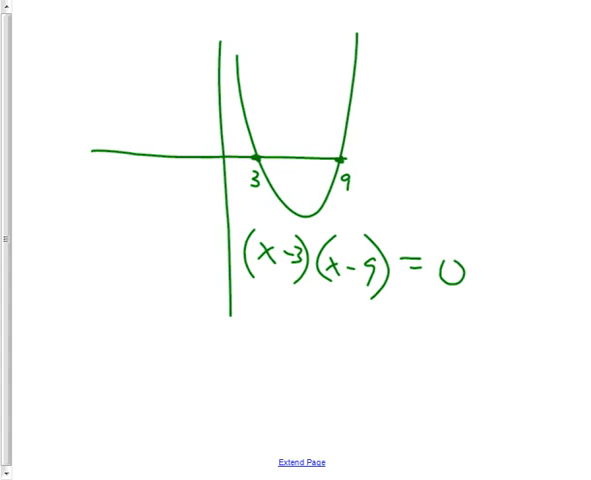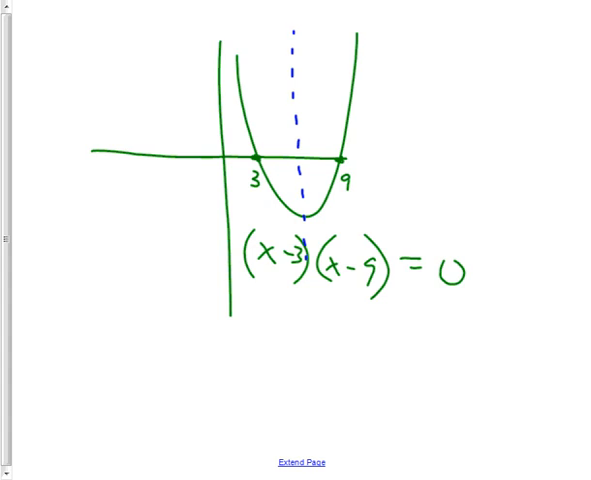Okay. Now, one thing we haven't talked about too much is this line that runs right down the middle. It's called the axis of symmetry. Have you ever heard of that term before? It's the line over which it has symmetry. Focus. Thank you. The axis of symmetry runs right down here. It would go exactly between 3 and 9.